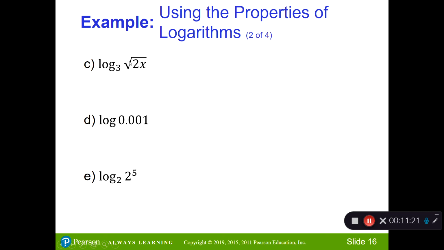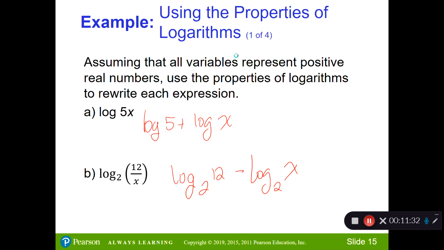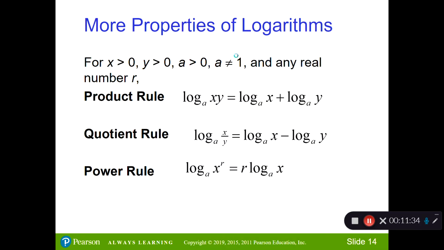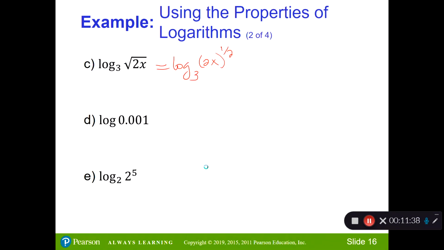Here, I can use the property to rewrite this as an exponent first. This is log base 3 of 2x to the 1/2. Now, this property of logarithms tells me that I can bring the exponent down in front. So I'm going to bring down the 1/2 in front of the log, 1/2 log base 3 of 2x. Now that's 2 times x, so I can split that up with an addition. But notice this half is in front of the whole thing, so I'll put parentheses here.